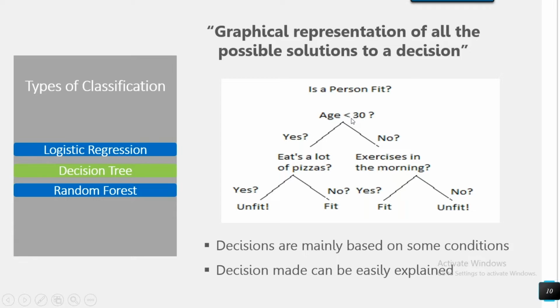I am explaining the process to understand the decision tree. We can go ahead with another example also, so it will be more clear to you. Decisions are mainly based on conditions. You have a condition like eating a lot of pizza, you ask a question, get yes or no, and find out whether he is unfit or fit. Like that, for exercise in the morning you get yes or no, and if yes then fit, if no then unfit. So the decision is based on the conditions, and a decision made can be easily explained. As far as understanding is concerned, the tree model is very easy to understand. That is the best advantage of this one, and it will work for both cases.